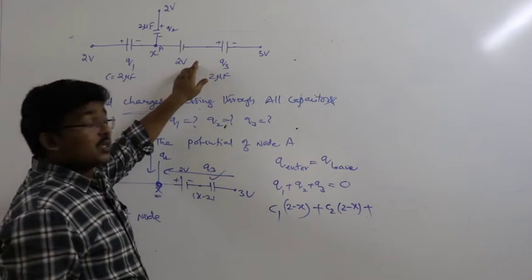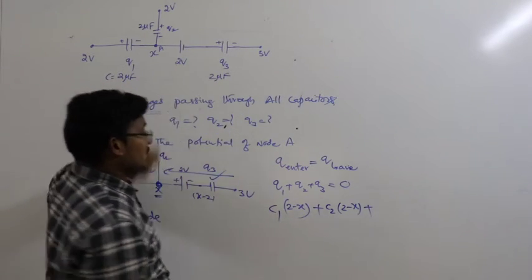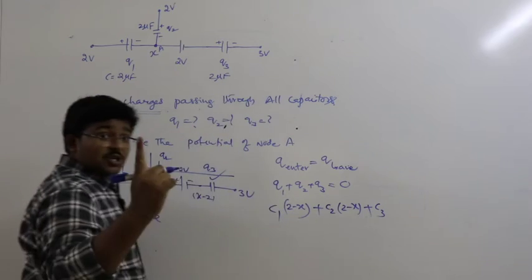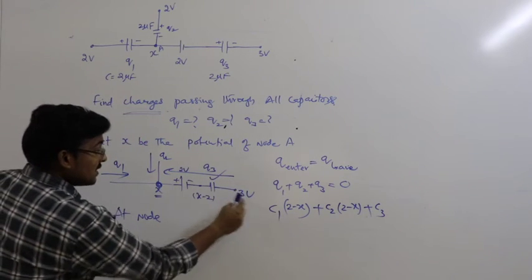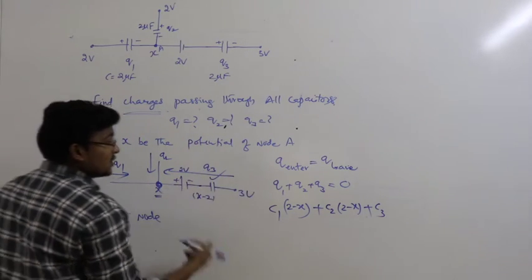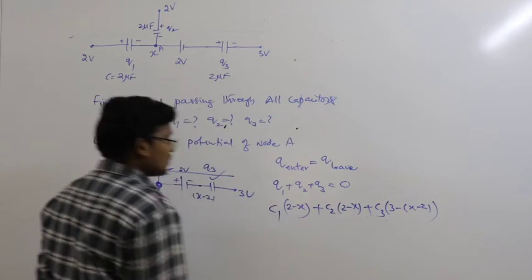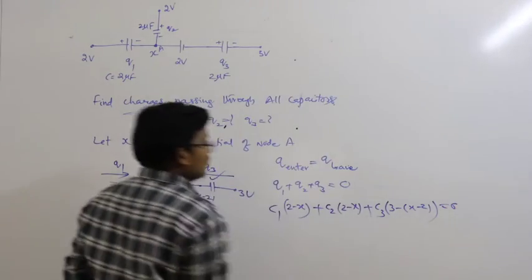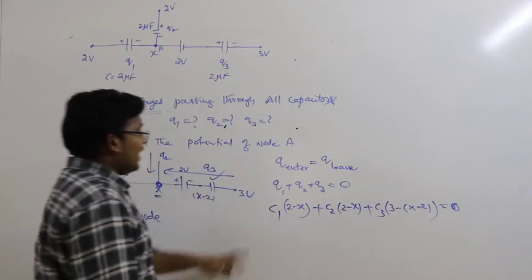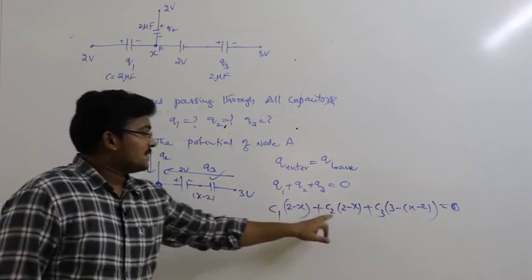So what is the charge? Q3 is equal to CV. C is C3. What is the potential across this capacitor? This is 3, this is X minus 2. So coming means 3 is more. 3 minus X minus 2 is equal to 0. And you keep the values of C1, C2, C3.